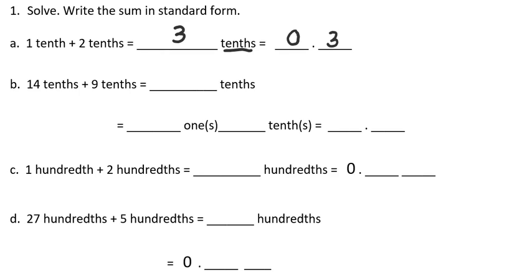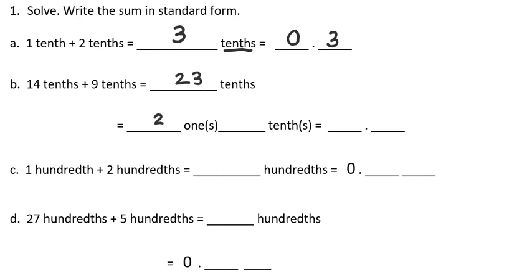Question B says 14/10 plus 9/10. Well, 14 plus 9 equals 23. So 23/10 is the answer in unit form. If I have 23/10, that means that I would have 2 ones because 10/10 make a whole.